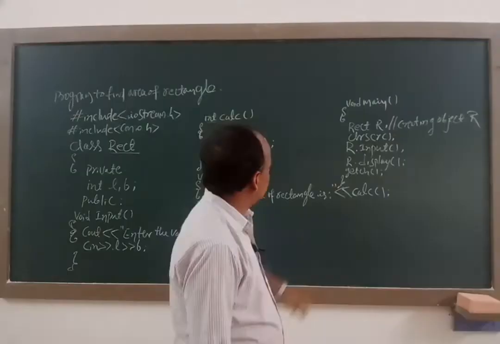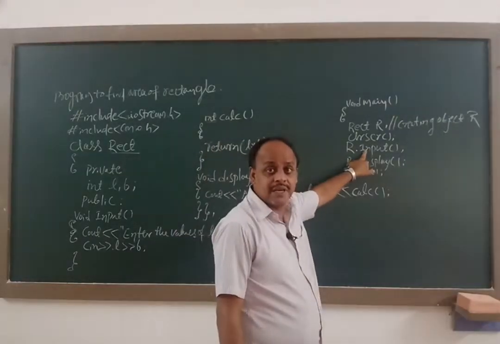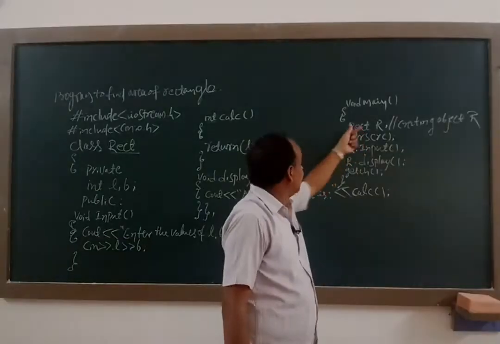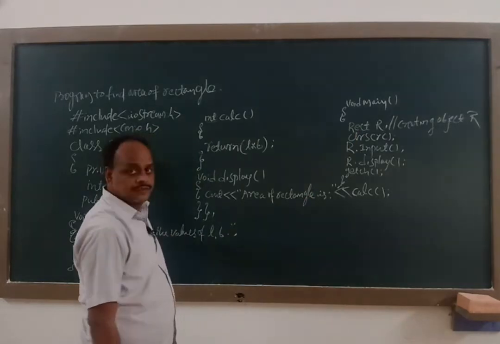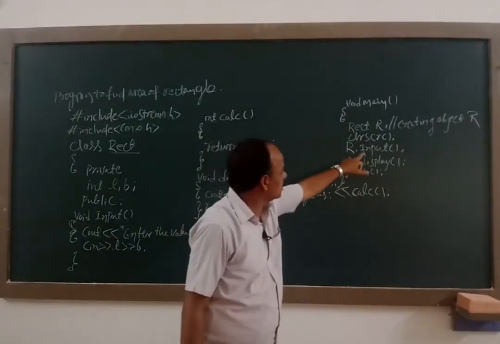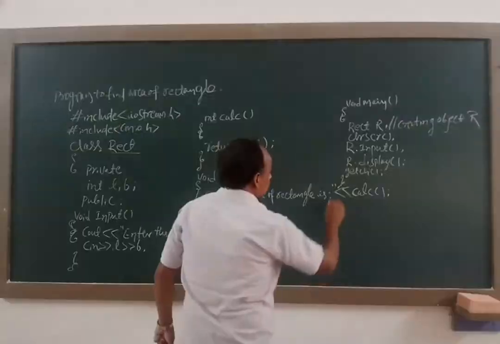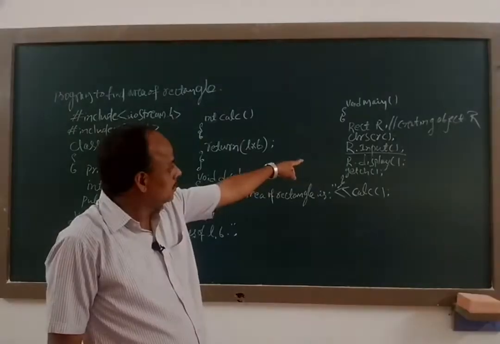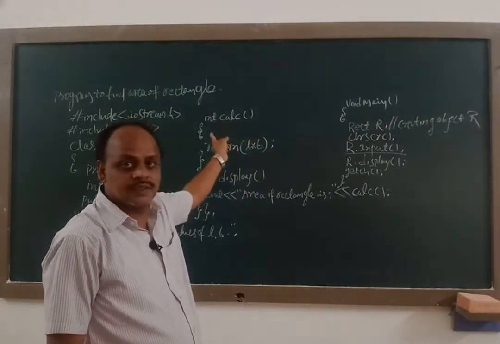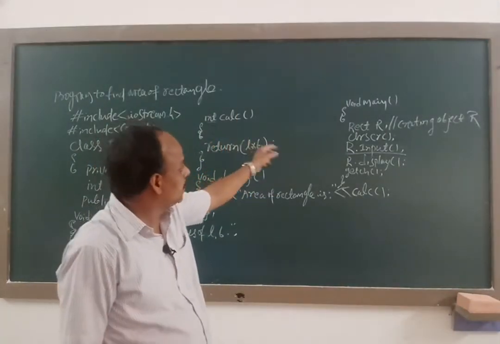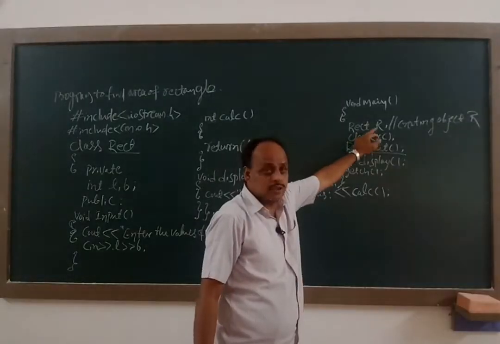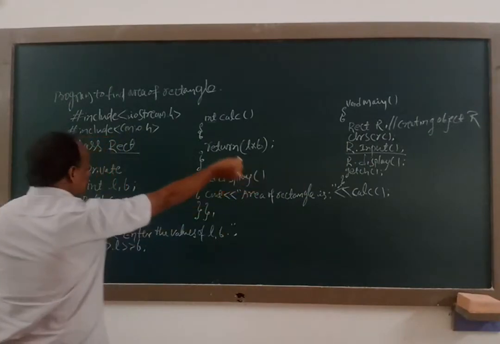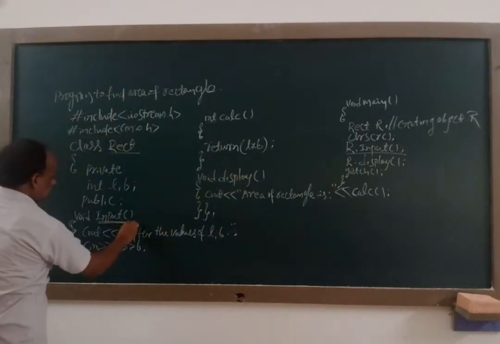Okay, next step, R.input function. It means with the help of object R, which belongs to class rectangle, the input function is called. When the cursor comes here, R.input function, it checks in the class which contains object R, right? Through this object, input function is called. Where is the input function? Cursor comes here, input function.